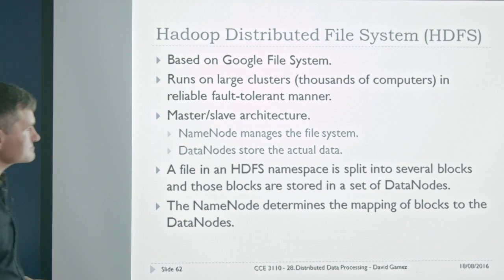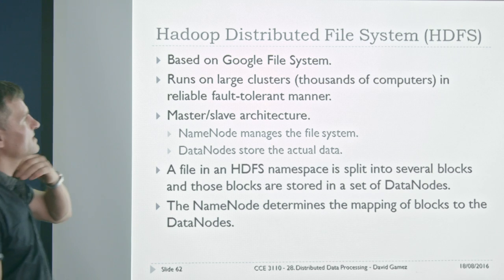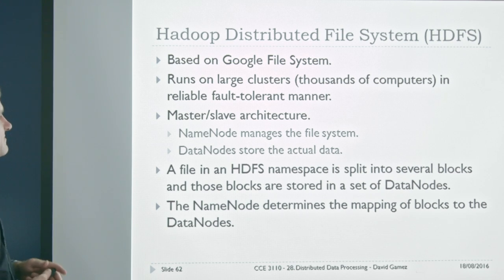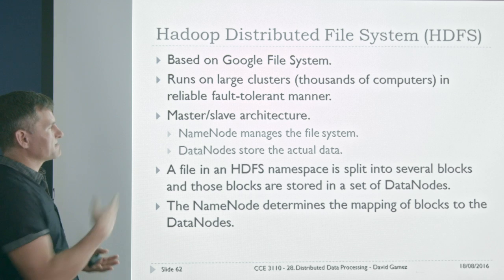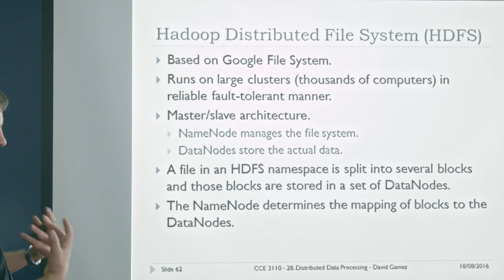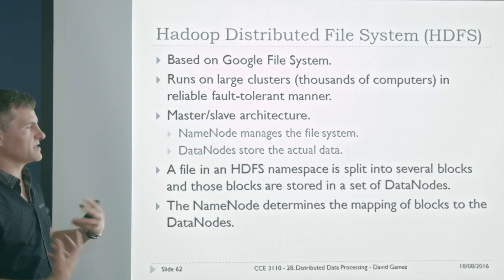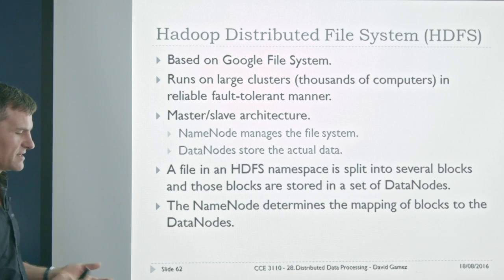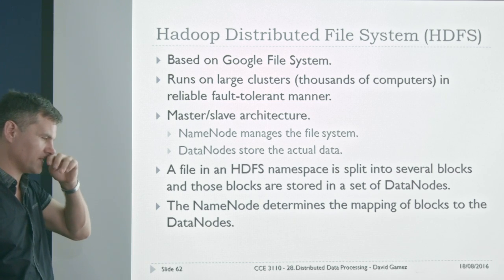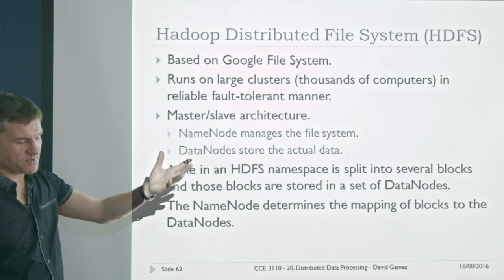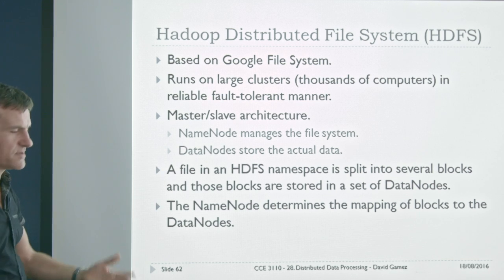this file system. So the Hadoop Distributed File System will run on thousands of computers in a reliable, fault-tolerant manner. It's got this master-slave architecture, so you've got a name node managing the file system and then data nodes storing the actual data. So again, it's a little bit like BitTorrent, right? You've got the tracker computer and then the other computers that actually hold the data.